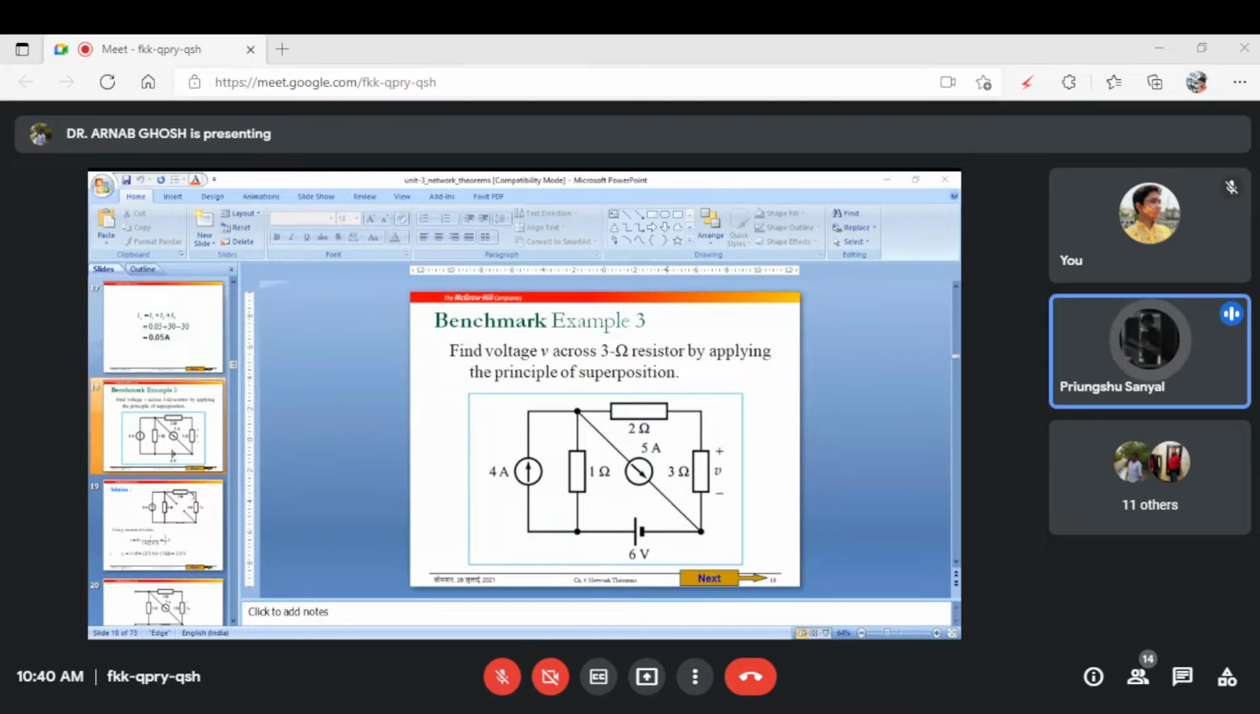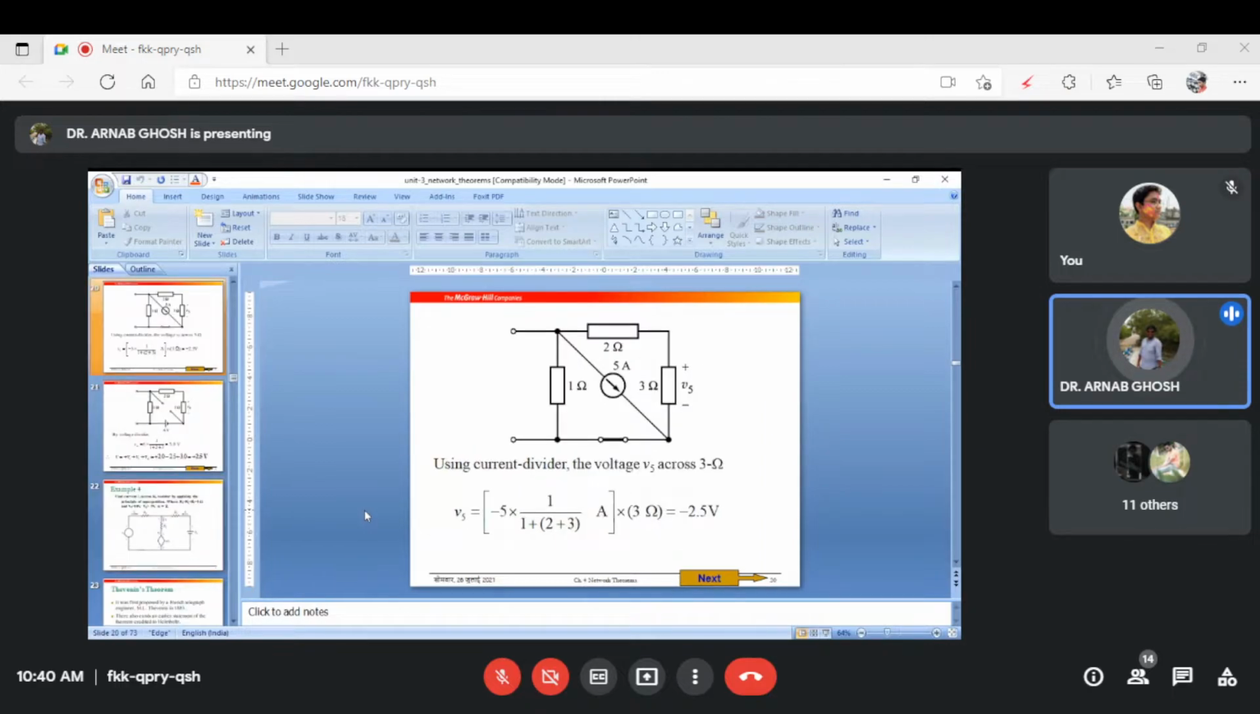Yes, across 3 ohm actually is 2 volts, sir. It's coming. Considering the 4 ampere source, the voltage is coming as 2 volt. Yes, sir, across 3 ohm. Okay, right. Sir, considering 6 volt on, the voltage is 3 volt.